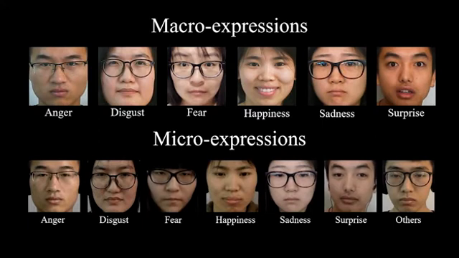Broadly speaking, there are two classes of facial expressions, macroexpressions and microexpressions. The first row presents macroexpression examples of 6 common emotion types, namely anger, disgust, fear, happiness, sadness, and surprise. Macroexpressions are voluntary, usually last between 0.5 and 4 seconds, and cover a large facial area.